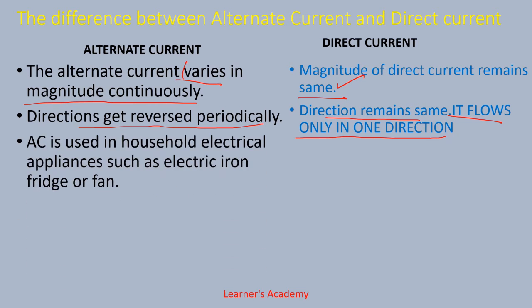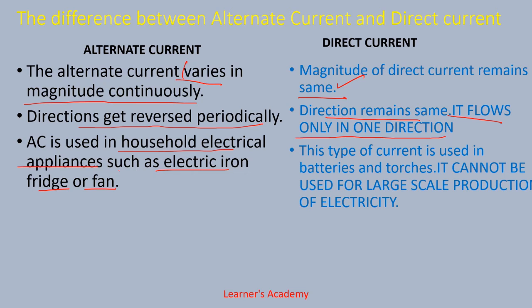Now alternate current is used in household electrical appliances such as electric iron, fridge or fan or any other instrument. On the other hand, direct current is used in batteries and torches. It cannot be used for large scale production of electricity. It's very important.